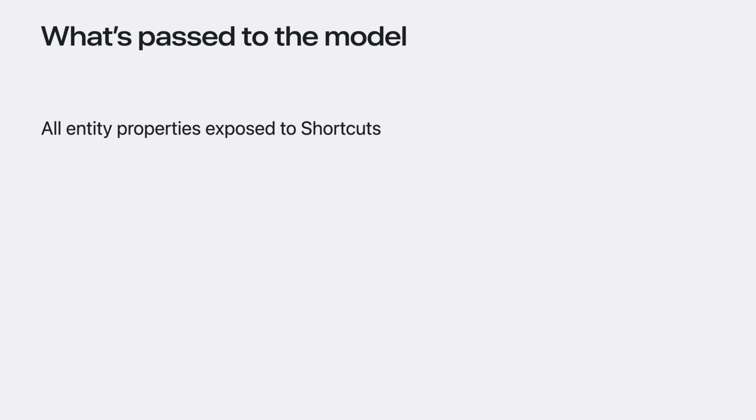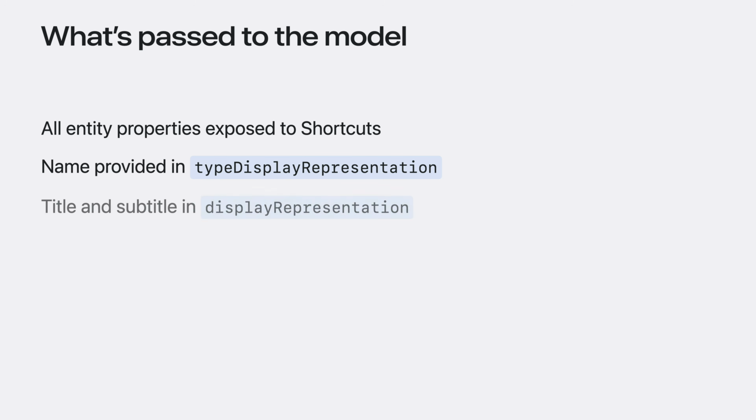First, all entity properties exposed to shortcuts will be converted to a string and included in the JSON representation. The name provided in the type display representation will also be included to hint to the model what this entity represents, like a calendar event. Lastly, the title and subtitle provided in the entity's display representation will be included. Let's take a look at an example.